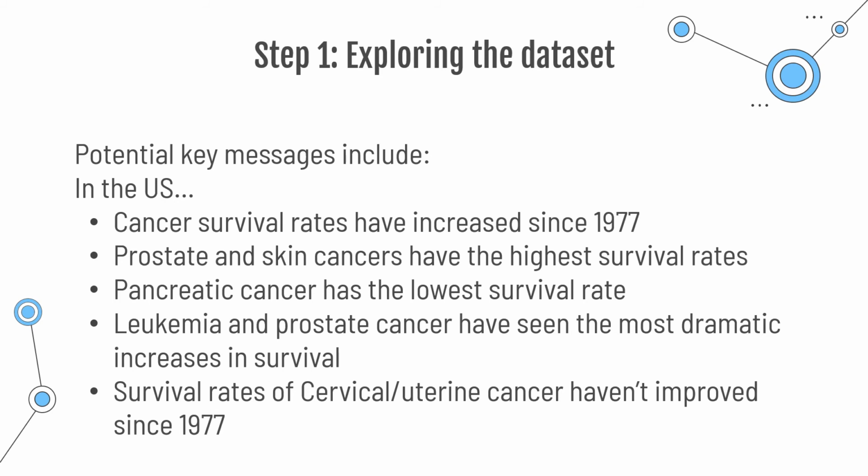So from these data, some ones that I thought of were: in the US, cancer survival rates have overall increased since 1977. The data also show that prostate and skin cancers have the highest survival rates overall, whereas pancreatic cancer has the lowest survival rate. The data also show that since 1977, leukemia and prostate cancer have seen the most dramatic increases in survival rates, whereas survival rates of cervical and uterine cancer haven't improved since 1977.